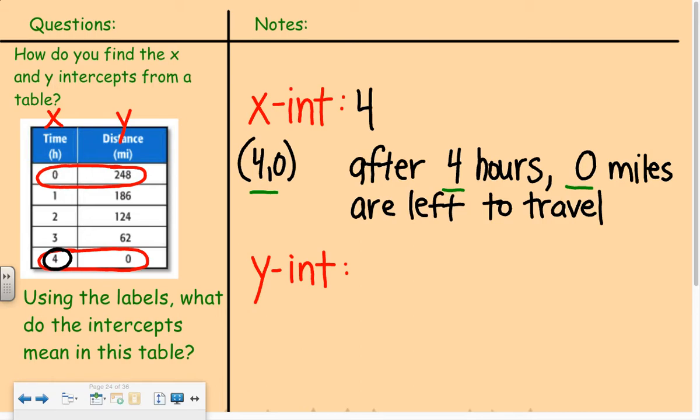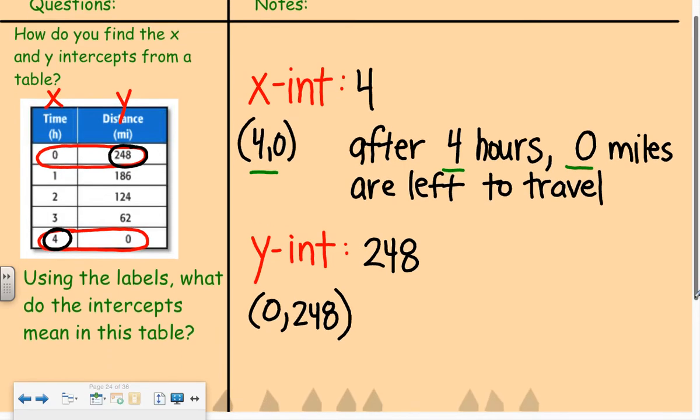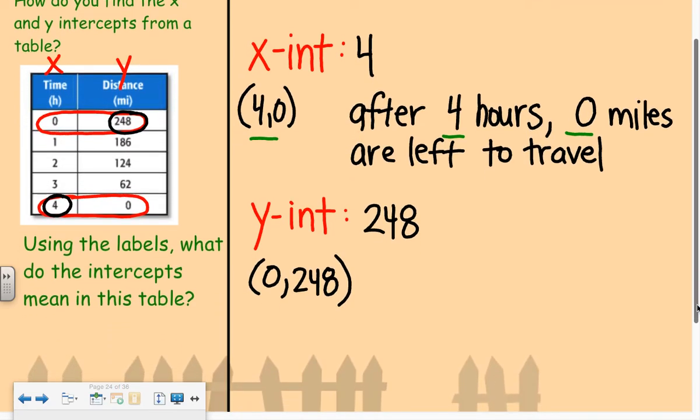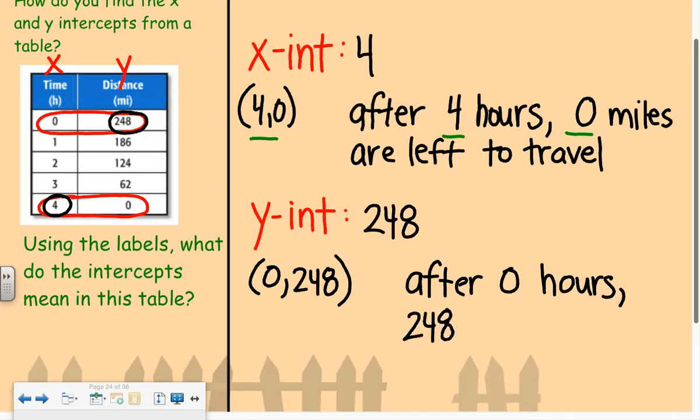Then if I need my y-intercept, the number under the y column is 248. So my ordered pair is (0, 248). So those are the two numbers I need to use in my meaning. So my x column is time in hours. So after 0 hours, 248 miles are left to travel. So I use my 0 and my 248.